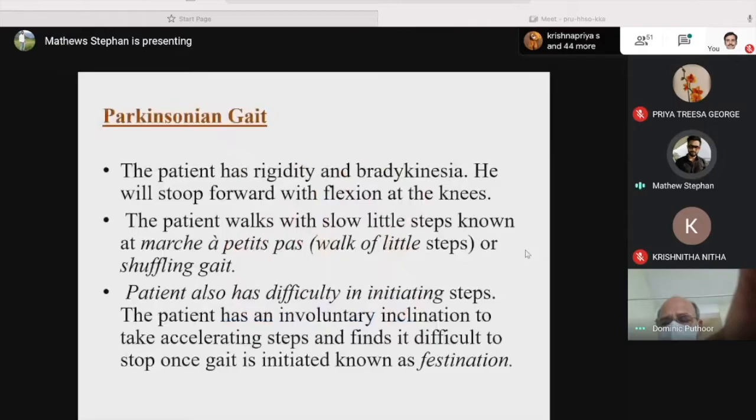Coming to Parkinsonian gait, the patient has rigidity and bradykinesia in Parkinsonism, and he will stoop forward with flexion at the knees. The patient walks with slow little steps known as marche à petits pas, that is, march of little steps. He will be taking small steps, and it is known as shuffling gait. The patient also has difficulty in initiating steps. The patient has an involuntary inclination to take accelerating steps and finds it difficult to stop once the gait is initiated, and this is known as festination.